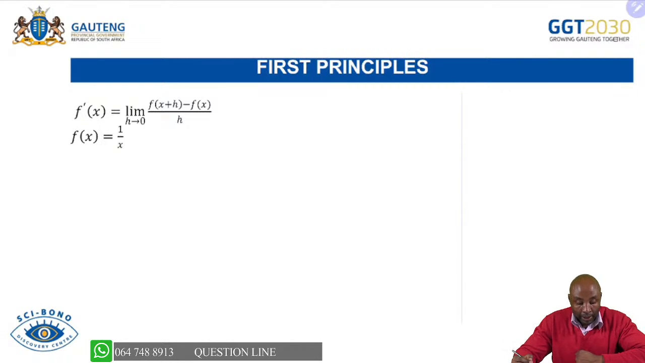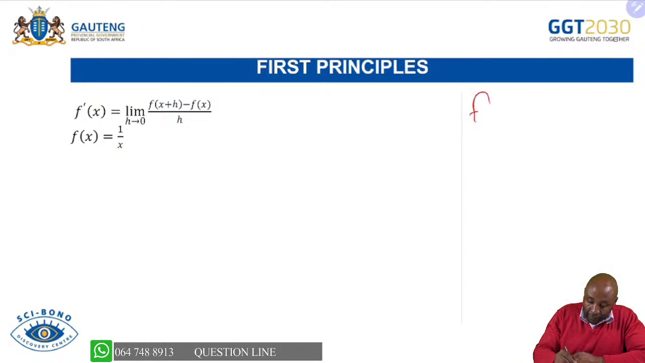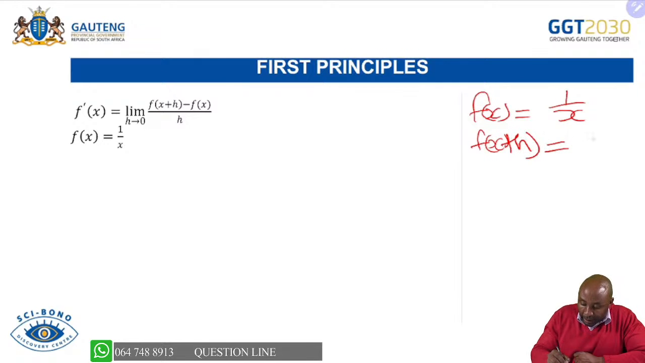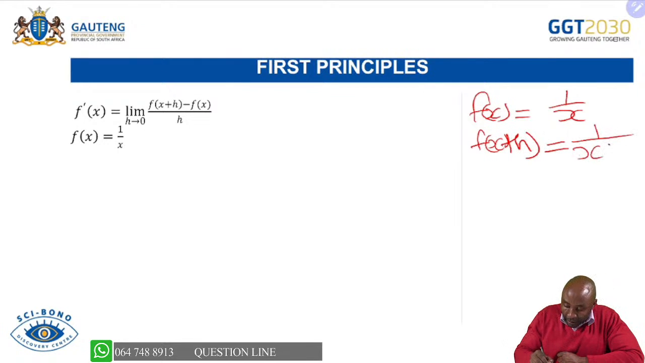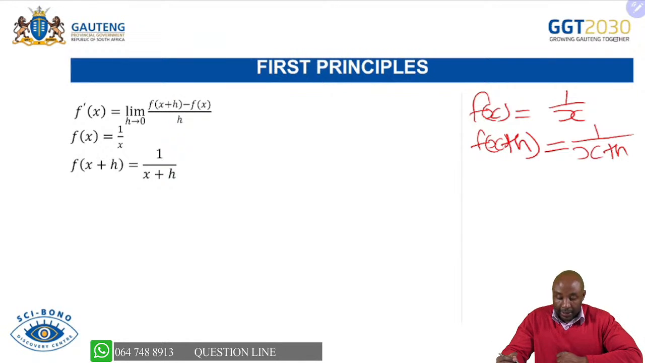Right, welcome back. I hope you have had a good time doing this one. If I can check, our function is f of x is equal to 1 over x. Our f of x plus h becomes 1 over x plus h. Now we got that. Let's substitute into our function.